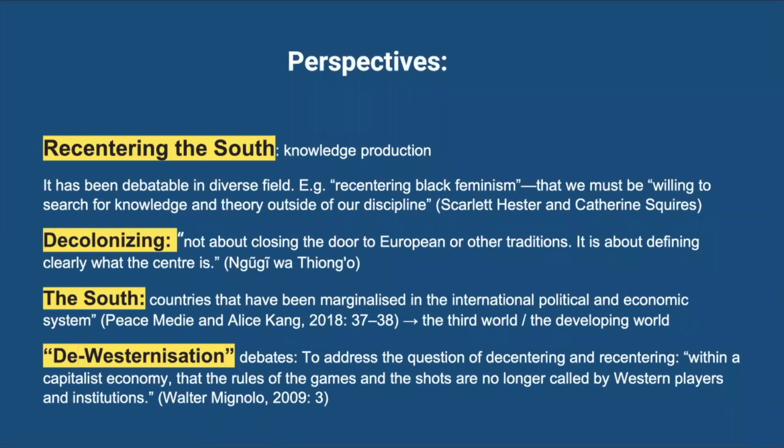So let's think about the South as a relation instead of a geographical concept. We may need voices outside of the field which contribute to the knowledge production process in the first place. So diverse fields of study are facing the recentering and decentering question, as Fidian suggested, and an example is when Scarlett and Catherine mentioned recentering Black feminism, they suggest that we must be willing to search for knowledge and theory outside of our discipline.